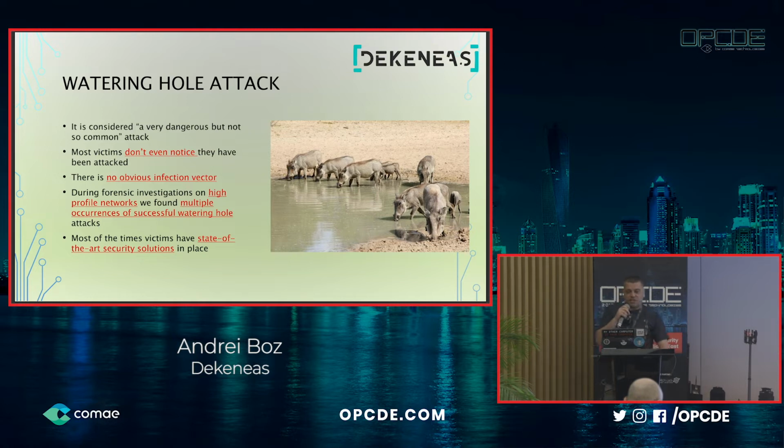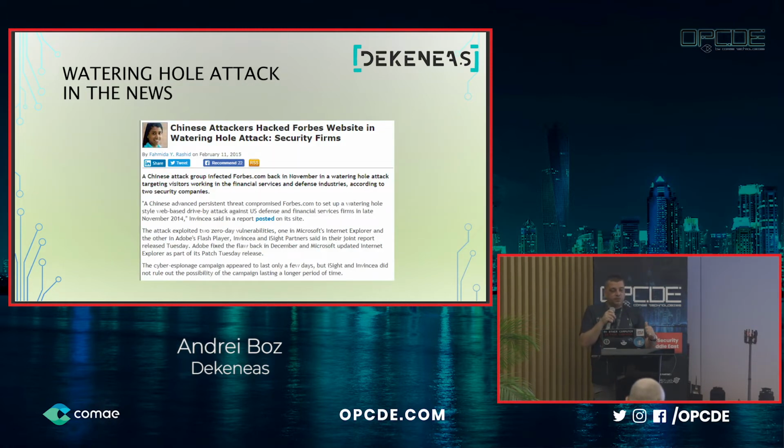During forensic investigations on high-profile networks in Romania, we found multiple occurrences of successful watering hole attacks, and most of these victims had state-of-the-art security solutions in place. Let's see how watering hole attacks appear in the news. We see that apparently a Chinese attack group infected Forbes.com back in November 2015 in a watering hole attack, and they targeted visitors working in the financial service or defense industries.